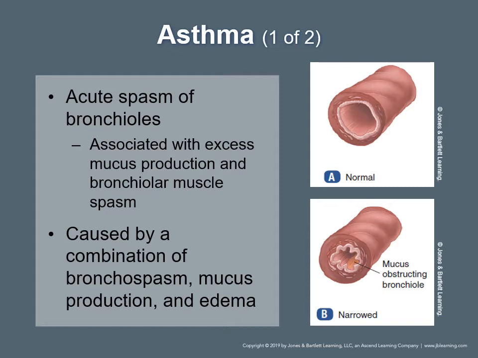Asthma is acute spasm of bronchioles associated with excess mucus production and bronchial muscle spasm. It is common but a serious condition. It's caused by a combination of bronchospasm, mucus production, and edema. Status asthmaticus is a severe prolonged attack. It cannot be resolved with conventional treatment, and it is a dire medical emergency. Wheezing is heard when asthma patients exhale. Breathing appears relatively normal.